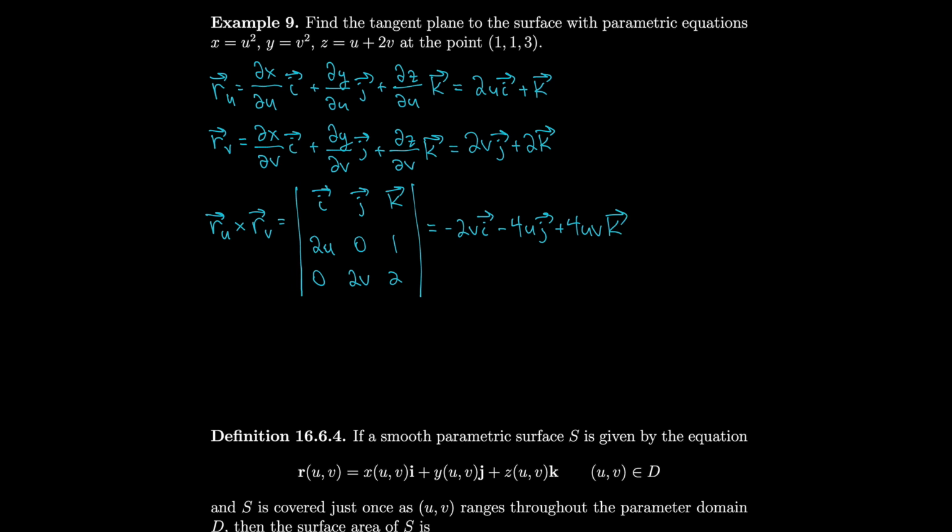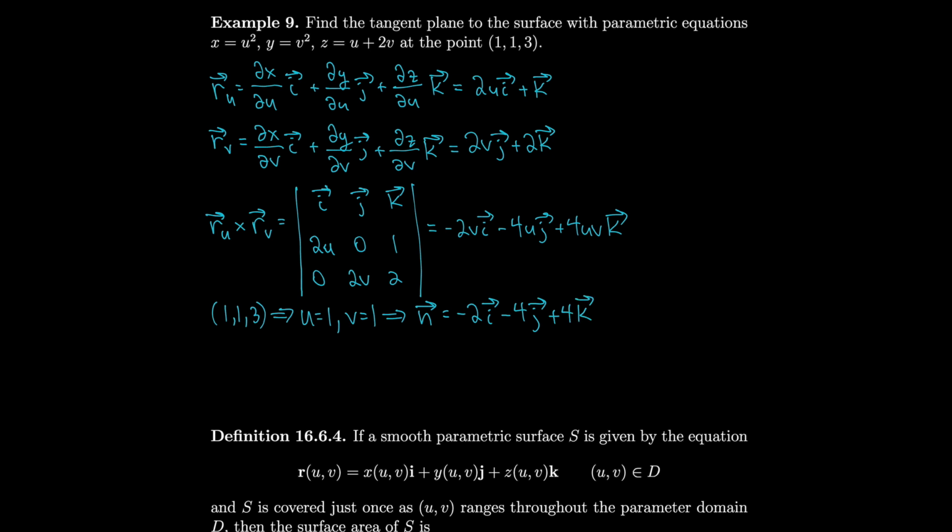So we're supposed to do this at the point 1, 1, 3. So at 1, 1, 3, notice that means that 1 is equal to u squared, 1 is equal to v squared. So u is equal to plus or minus 1, v is equal to plus or minus 1, but z is u plus 2v, and z is supposed to be 3. So that means both of them are positive. So we have u equal to 1 and v equal to 1. So that we plug that in, we can get our normal vector now. We plug that in for this guy. We see that our normal vector at the point 1, 1, 3 will be minus 2i minus 4j plus 4k.